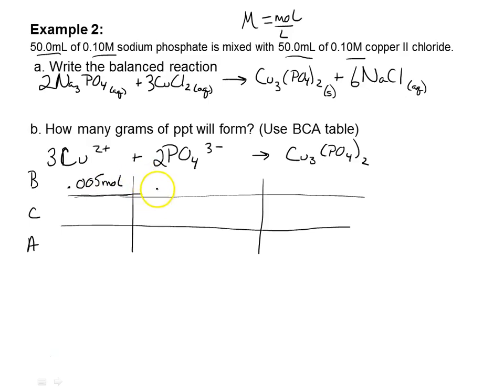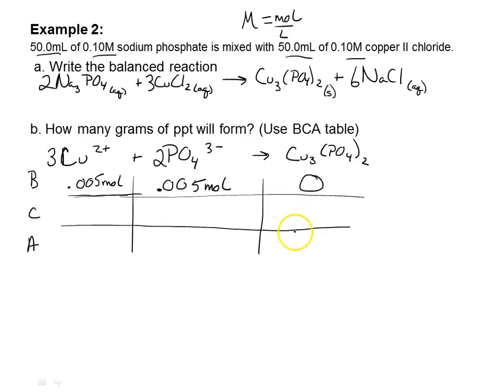The phosphate comes from the sodium phosphate. So I've got 0.005 moles of that stuff. So I have the same number of moles of both things. How much copper phosphate do I have at the beginning? Well, nothing, because the reaction hasn't taken place yet. Change. All right, now let's think about one of these two things is going to be my limiting reactant.